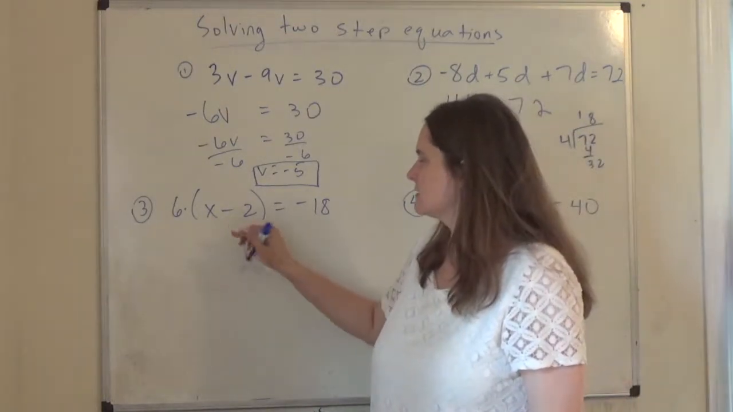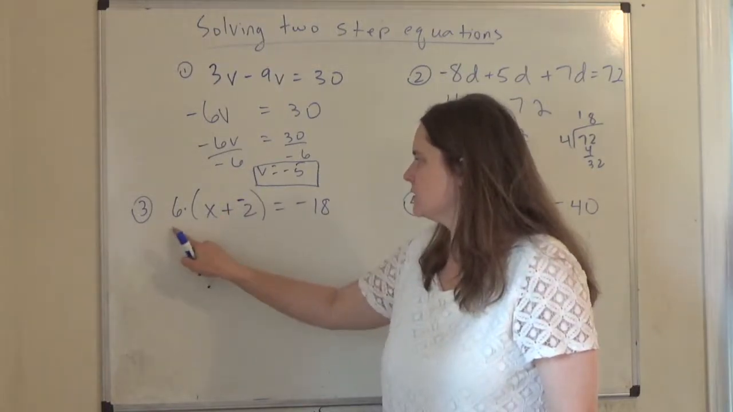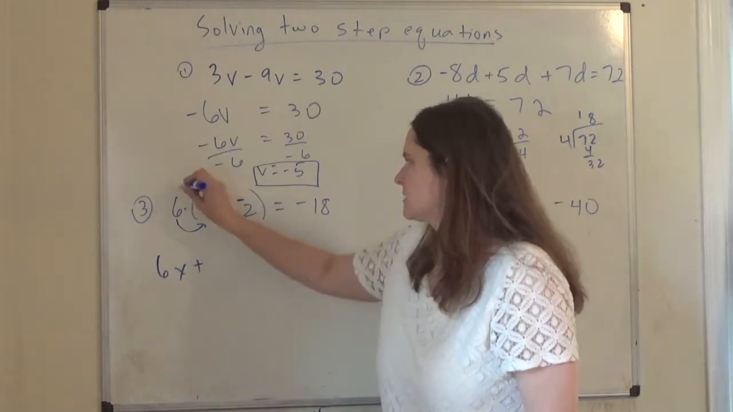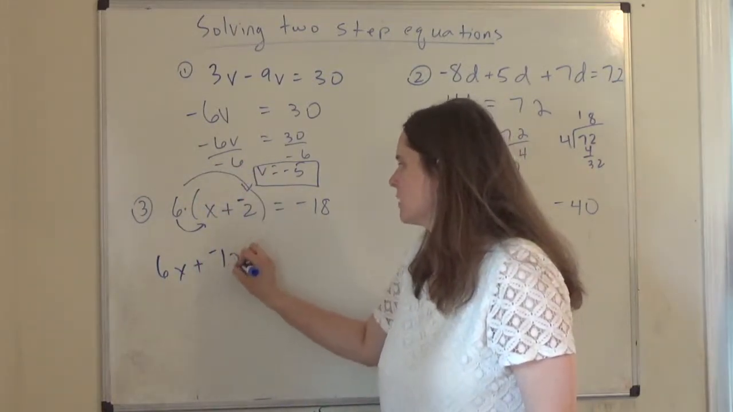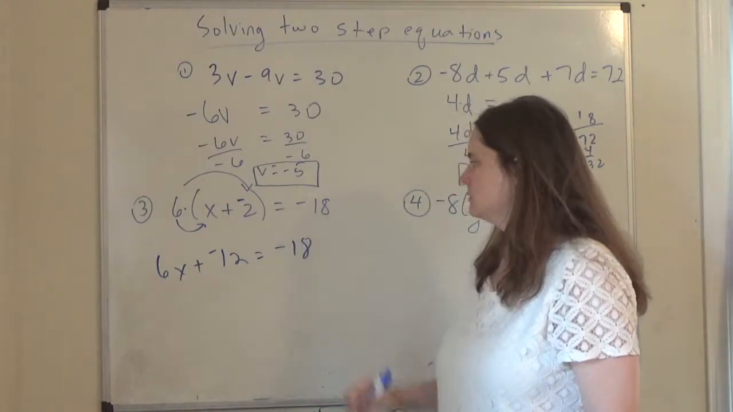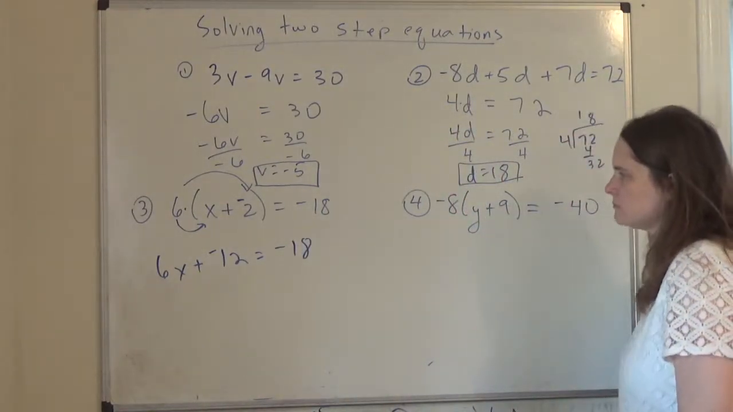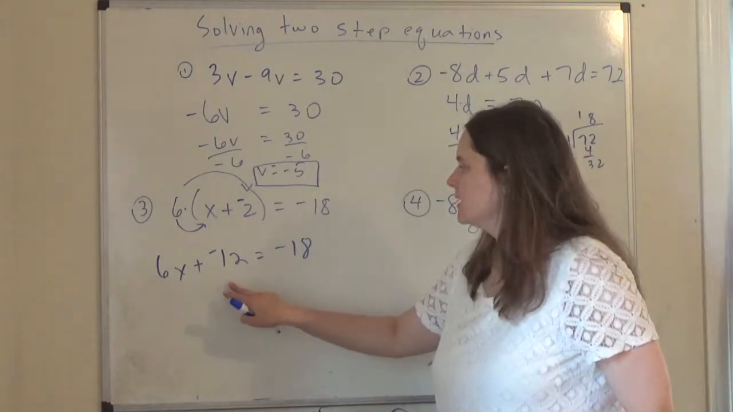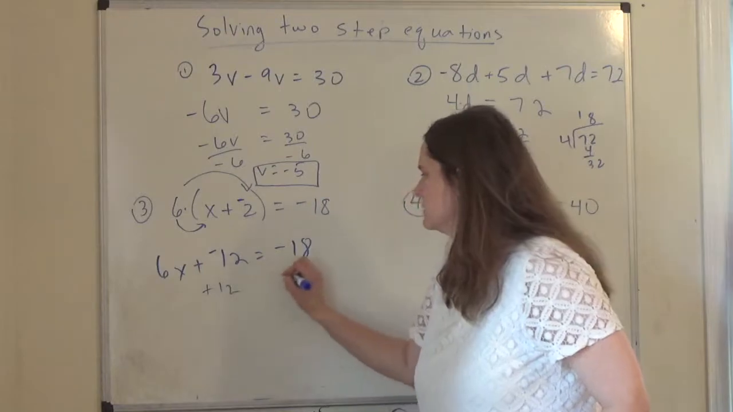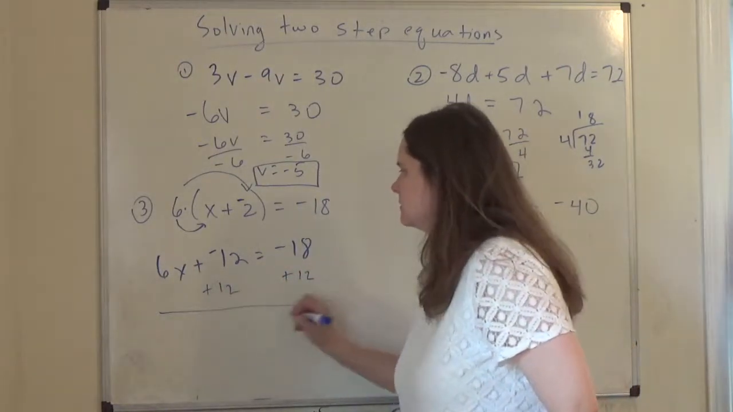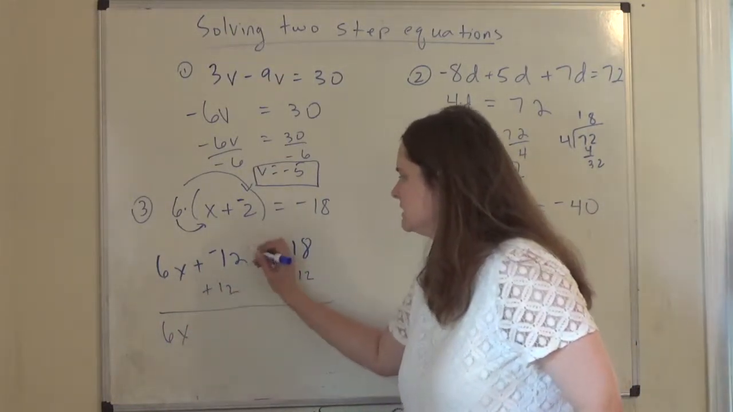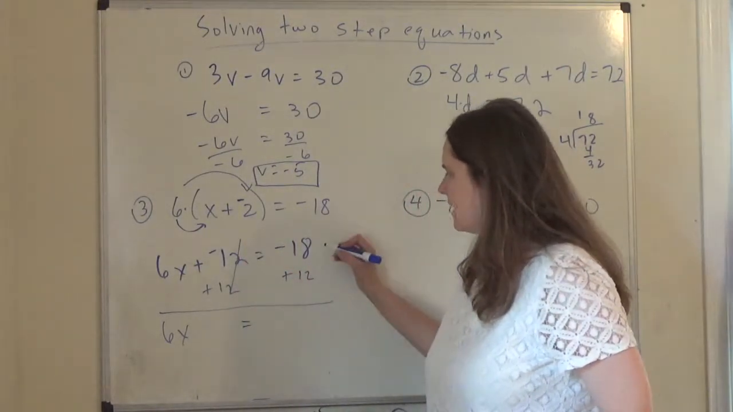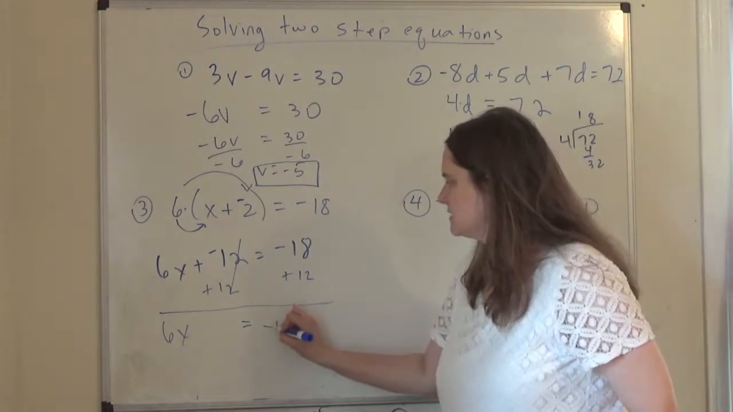So you can write this as x plus negative 2, and you're going to say 6 times x is 6x, plus 6 times negative 2 is negative 12. And now we can solve that. So I need to do the inverse operation for this negative 12. We need to add positive 12 on both sides. So we have 6x. These cancel. Negative 12, positive 12 gives me 0. 6x equals negative 18 plus 12 gives me negative 6.